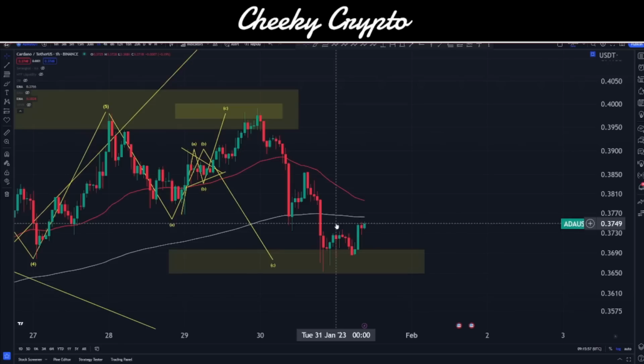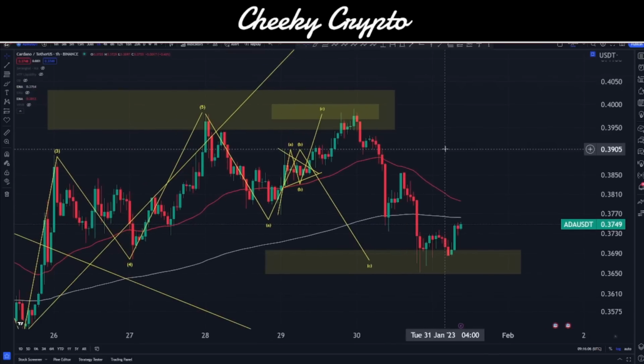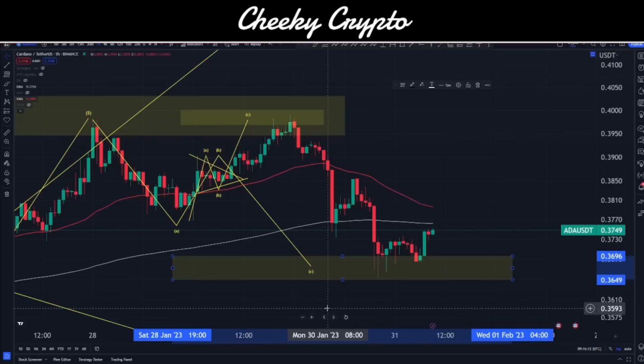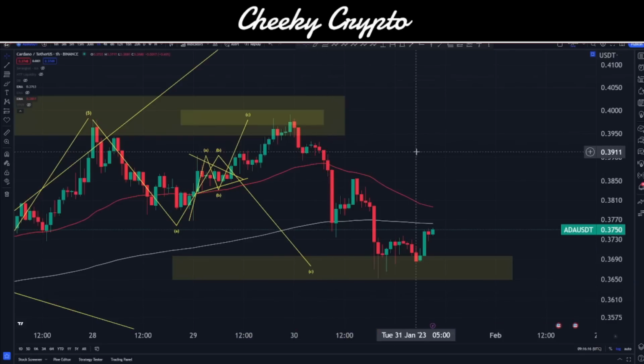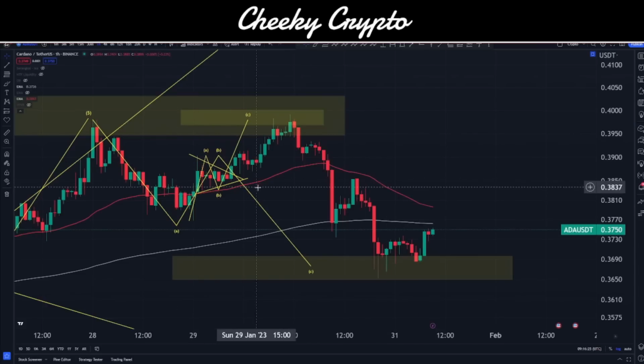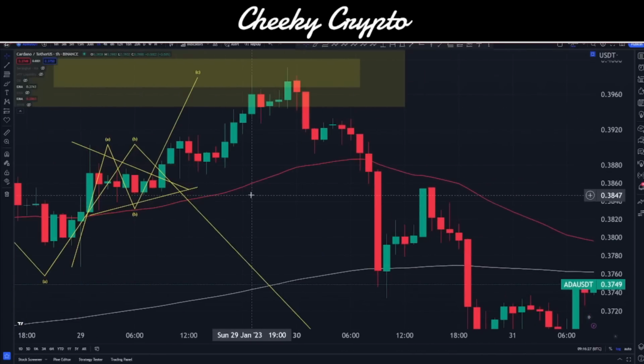Okay, let's jump right down into this one. Here we have ADA paired with USDT on the hourly chart, with Binance as the data source. Last time we were talking about ADA, a couple of days ago, we said that we had two options. We were either going to break down and end up in this low area between 36.49 and 36.96, or we were going to break up and find ourselves inside the area of 39.68 to 40.01, inside this triangular wedge pattern right up here.